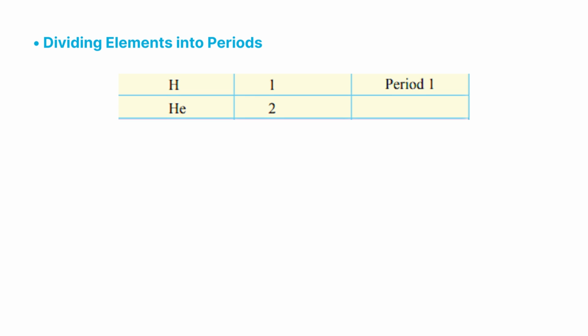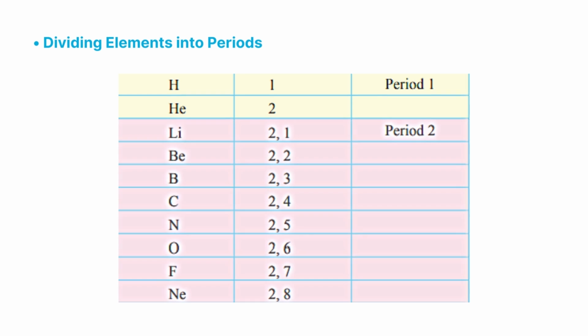Here you can see the first 2 elements, hydrogen and helium, have electrons only in their first energy level. The first energy level can accommodate a maximum of 2 electrons. And hydrogen has 1. Helium has 2. So these 2 elements belong to the first period of the periodic table. So that means if an element has only the first energy level carrying electrons, then those elements go to period 1.